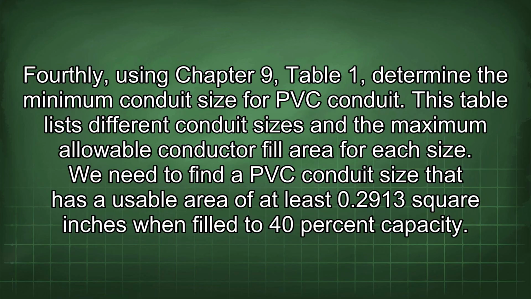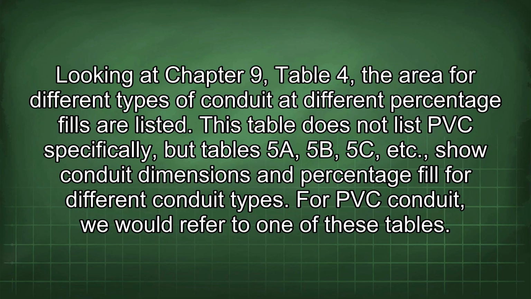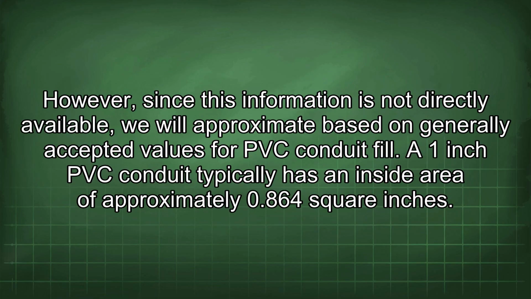We need to find a PVC conduit size that has a usable area of at least 0.2913 square inches when filled to 40% capacity. Looking at Chapter 9, Table 4, the area for different types of conduit at different percentage fills are listed. This table does not list PVC specifically, but tables 5A, 5B, 5C, etc. show conduit dimensions and percentage fill for different conduit types. For a PVC conduit, we would refer to one of these tables. However, since this information is not directly available, we will approximate based on generally accepted values for PVC conduit fill.